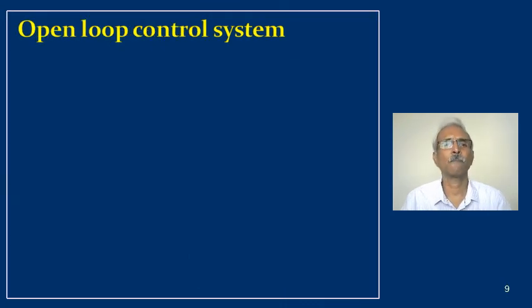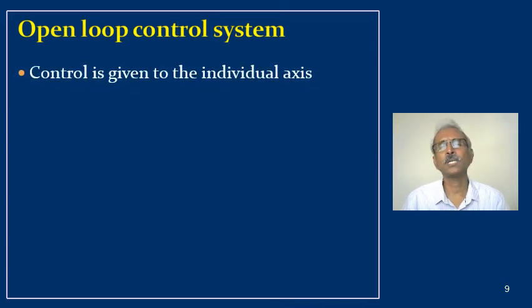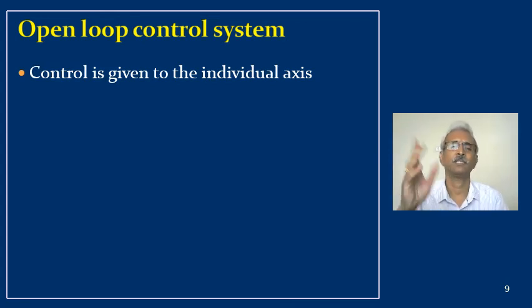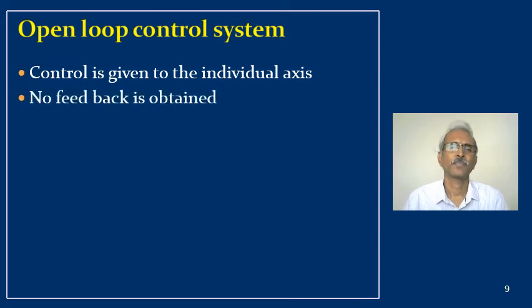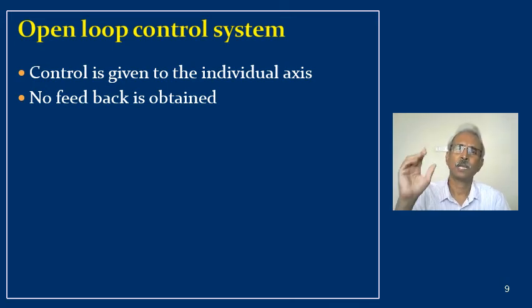So next is the open loop control system. Control is given to the individual axis. Of course, it could be hydraulic, pneumatic, whatever it is. I give the control and say move through, say, 30 degrees, right? No feedback is obtained, so it's a one-way communication. The controller sends so many pulses and your forearm must move through 30 degrees. So that is the control given. It doesn't bother whether it has gone through 30 degrees or not. So that is the open loop control system.